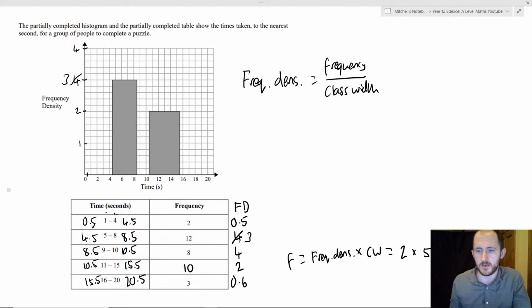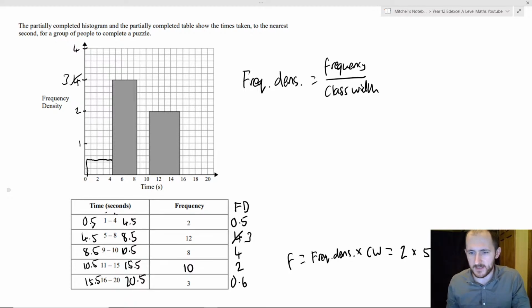But that's okay for this one. Frequency density is 0.5, so that'd be 2, 4, and then midway up here. So it'd be something like this, and go all the way, touching the graph. Again, you should probably use a ruler for this, but let's just move swiftly on.